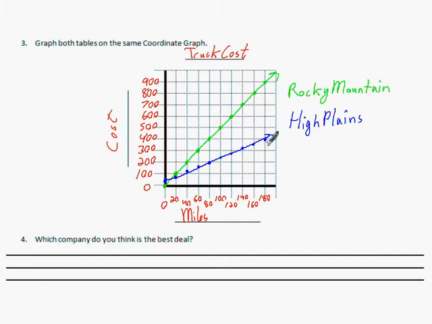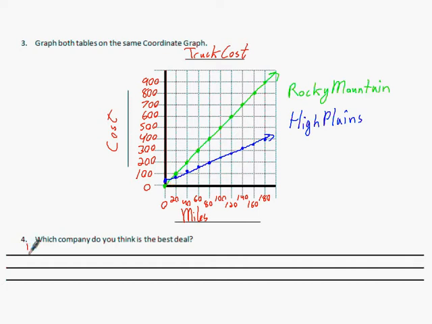Now, I want you to notice that our two lines have crossed. They cross at the point where one becomes a better deal. So next question, we're going to talk about that. Which company do you think is the best deal? Well, it looks like Rocky Mountain is the lowest price up until like 10 miles, that's all.